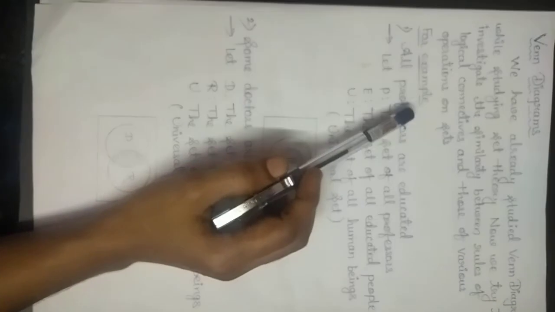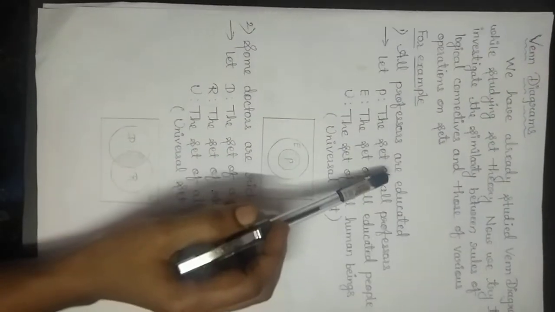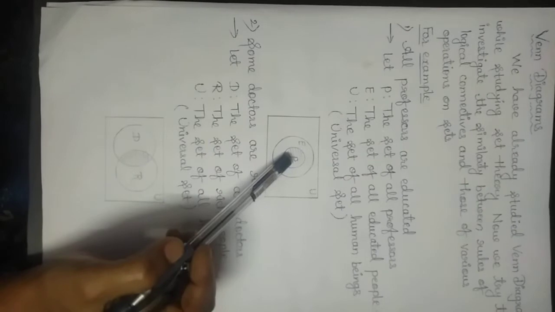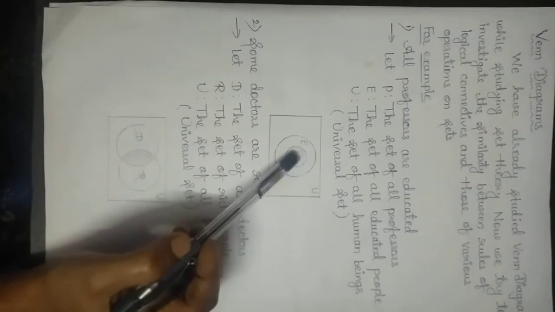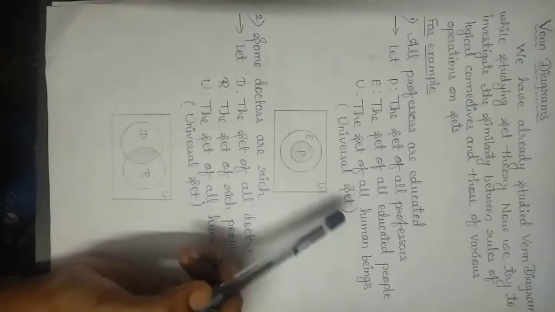And since we want all professors are educated, so the set of all professor will be inside. So this will be your set P and this will be your set E. And this set P we will show by the shaded portion. This is set P and this is set E.